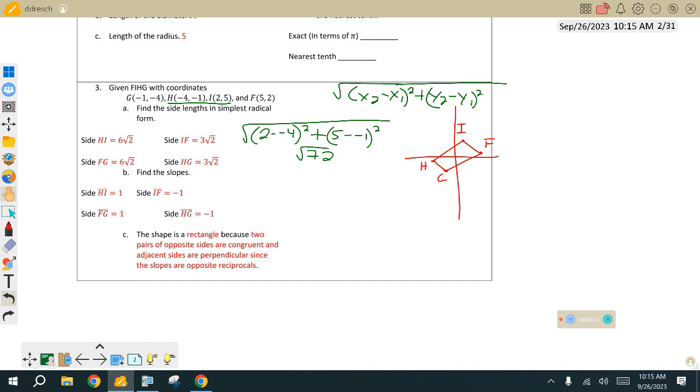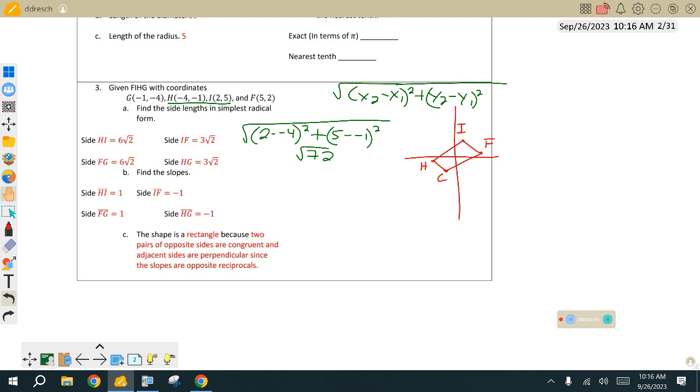And then I repeated that 3 other times. I repeated that for IF, HJ, and FG. And what I found are those 4 side lengths. Now, if you just did that, especially with no picture, and you didn't do any slopes, what other shape is out there with those 4 side lengths?